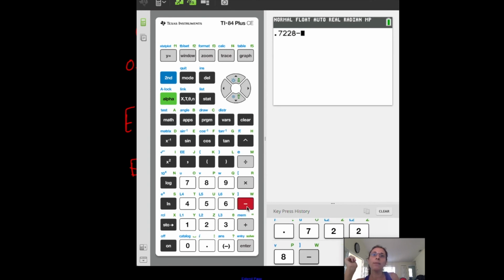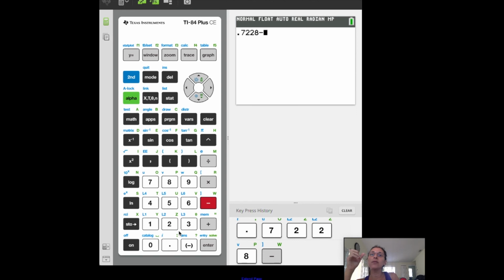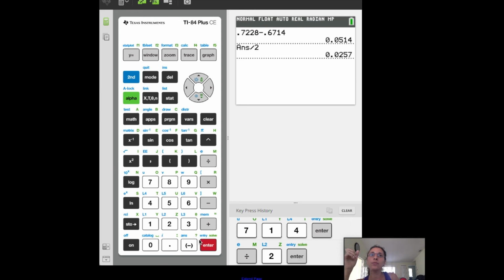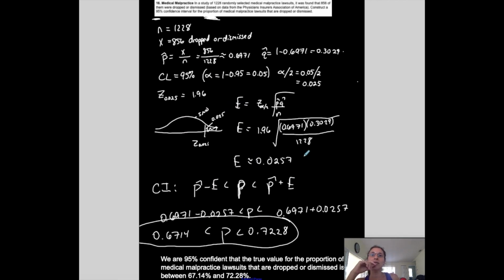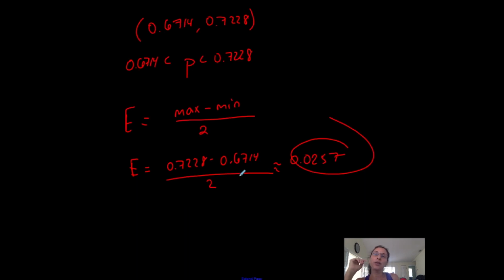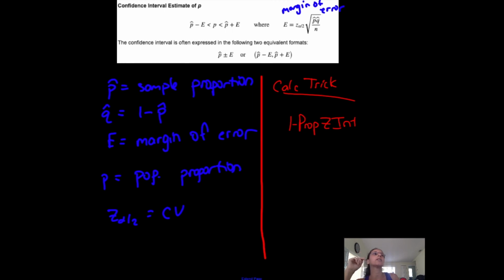0.7228 minus 0.6714, whatever that value is, then divided by 2, gives 0.0257. That sounds familiar. It's exactly what I got using my formula. 0.0257. I should technically say approximately, right? Because everything is a rounding at this point in time. So I got the same numbers that I did using the formula, using my calculator trick, which is 1 prop z int, finding an interval for a proportion given one sample.